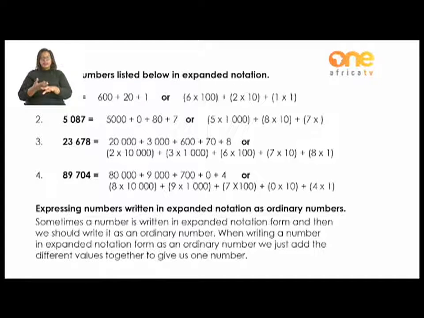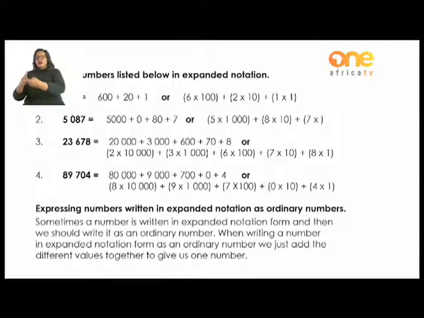Let's see number 3. 23,678. That is equal to 20,000 plus 3,000 plus 600 plus 70 plus 8. Or if we use the multiplication, it's 2 times 10,000 plus 3 times 1,000 plus 6 times 100 plus 7 times 10 plus 8 times 1.